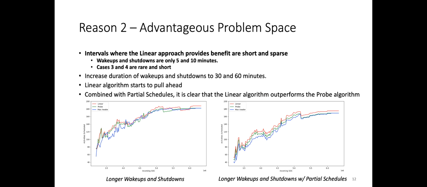Why is that? Well, it turns out the wake-ups and shutdowns are only 5 and 10 minutes long. So the amounts of overlaps, cases 3 and 4, where the activity straddles or partially covers the start or the end of the awake or asleep period, are not very common. And so we did a synthetic case where we increased the duration of the wake-ups and shutdowns to 30 and 60 minutes. And then, as you can see here on the right, you can really now see the difference. So if the wake-ups and shutdowns, or these overlap periods, are larger, then it makes a bigger difference.